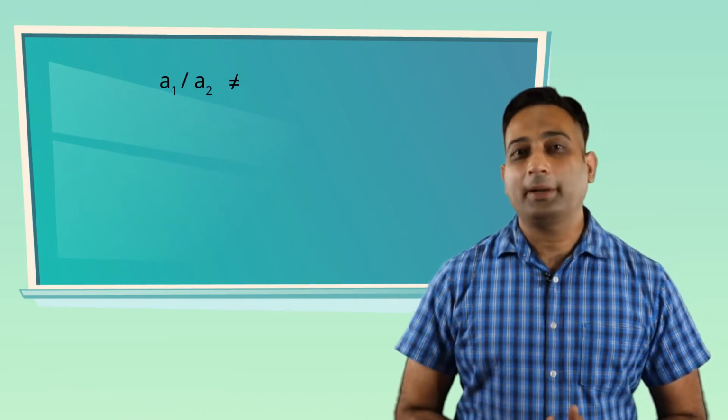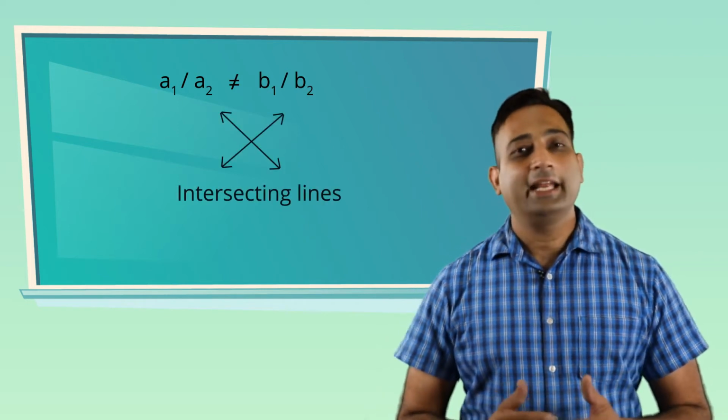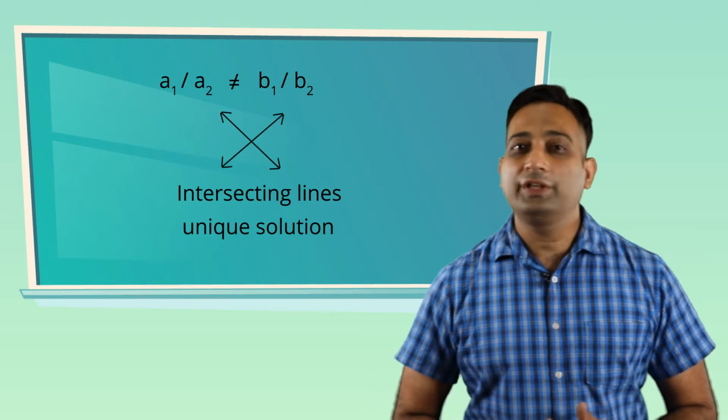Dear students, we have already learned that a1x plus b1y plus c1 equals 0 and a2x plus b2y plus c2 equals 0 represent the pair of straight lines in two variables. Now we will compare the ratios of these coefficients, that is a1 by a2, b1 by b2 and c1 by c2, to understand what these equations graphically represent. If a1 by a2 is not equal to b1 by b2, that means these lines are intersecting lines and the solution is a unique solution.